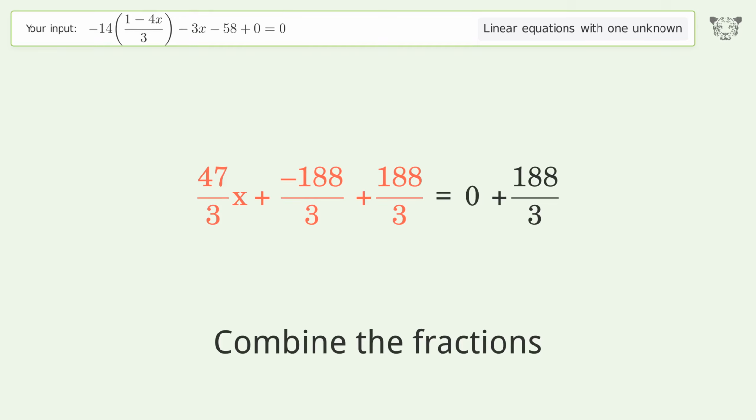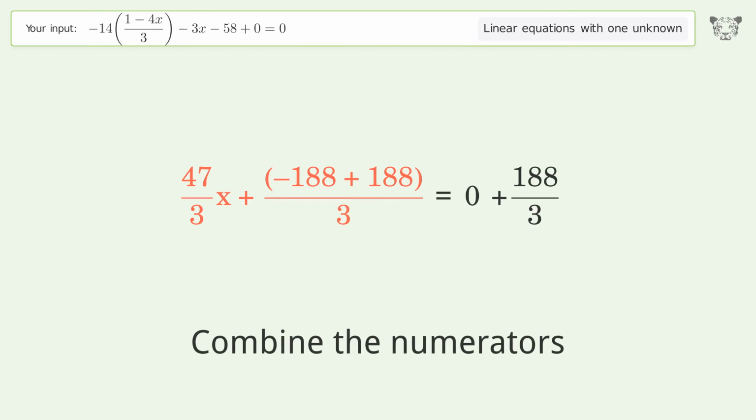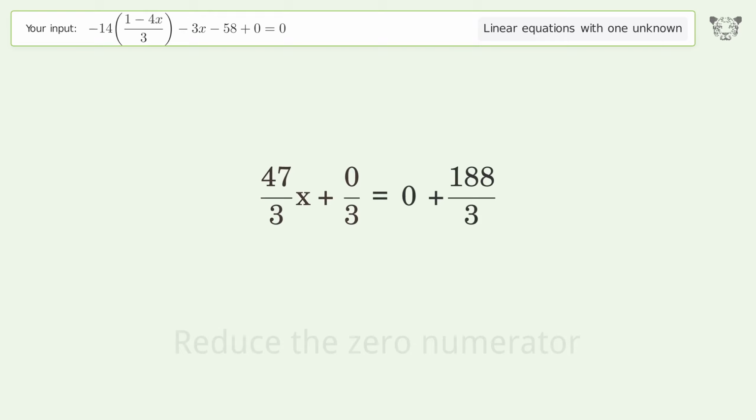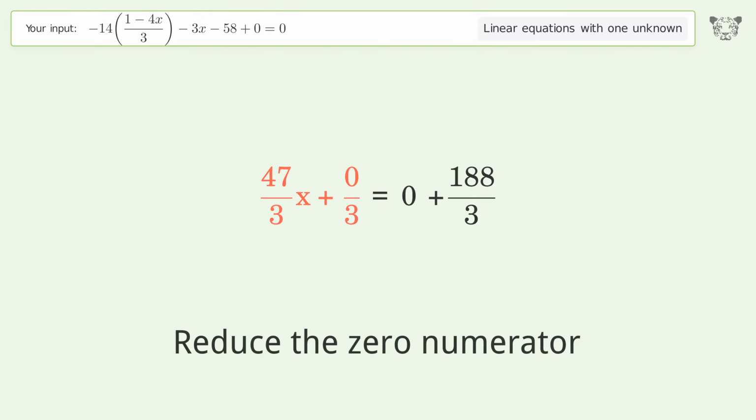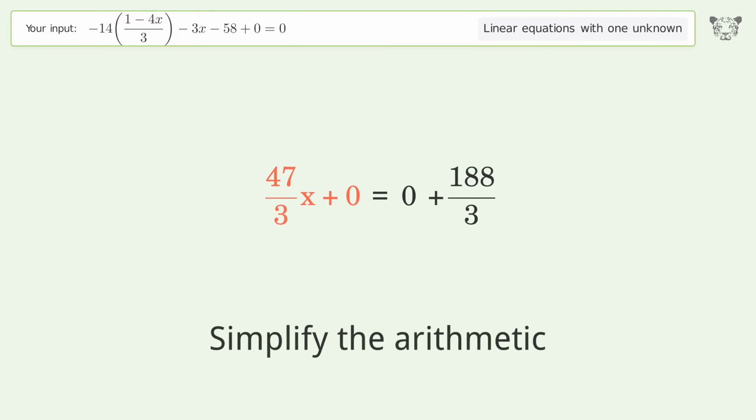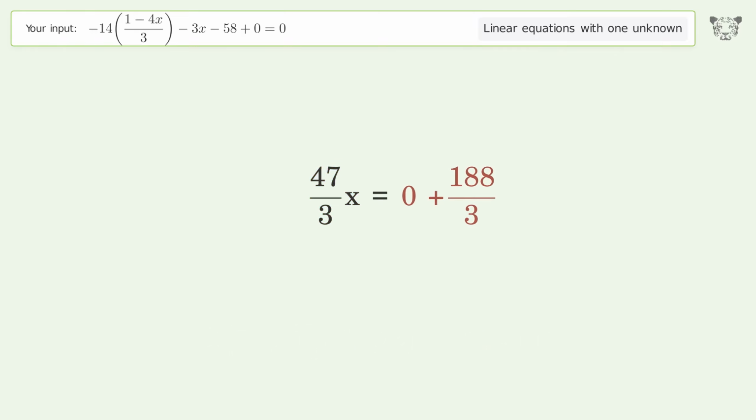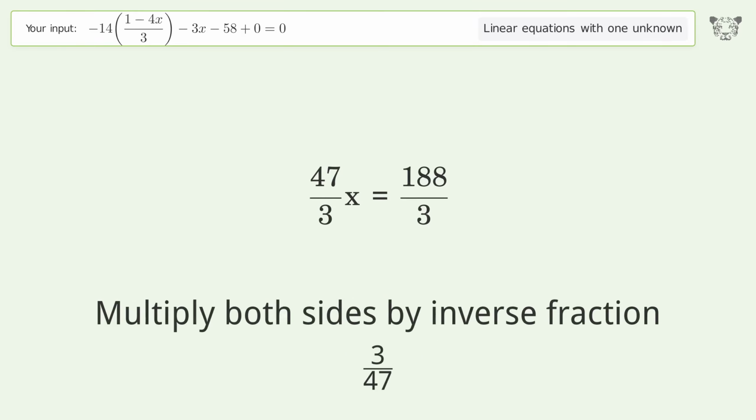Combine the fractions. Combine the numerators. Reduce the zero numerator. Simplify the arithmetic. Isolate the x. Multiply both sides by inverse fraction 3/47.